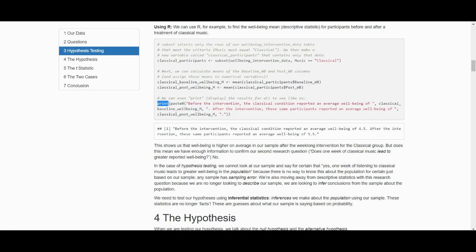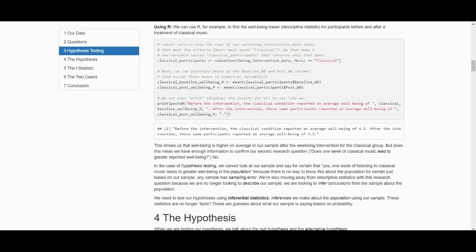So I can use this print command here, and then we end up with a nice little description saying before the intervention, the classical condition reported an average well-being of 4.5. After the intervention, the sample participants reported an average well-being of 5.5. So this shows us that well-being is higher on average in our sample after the week-long intervention for the classical group. But does this mean that we have enough information to confirm that our second research question is true? So does 1 week of classical music lead to greater reported well-being?